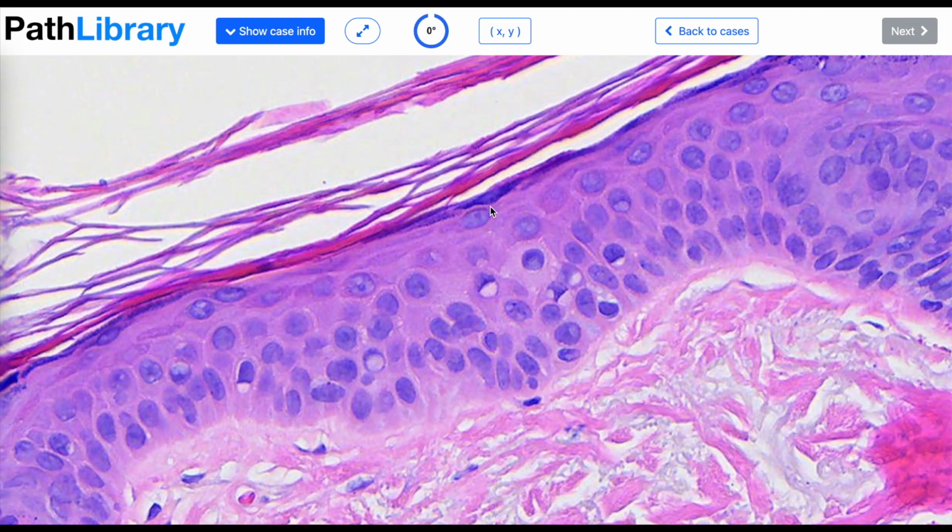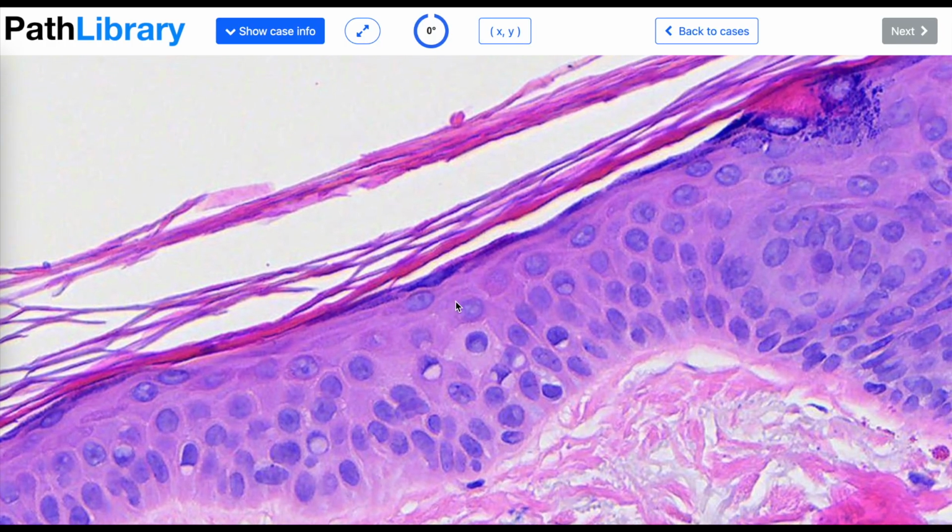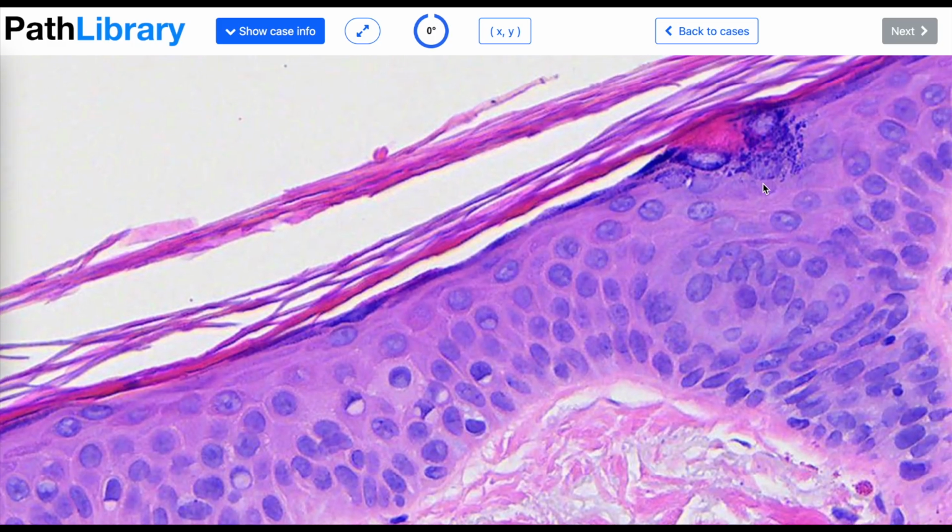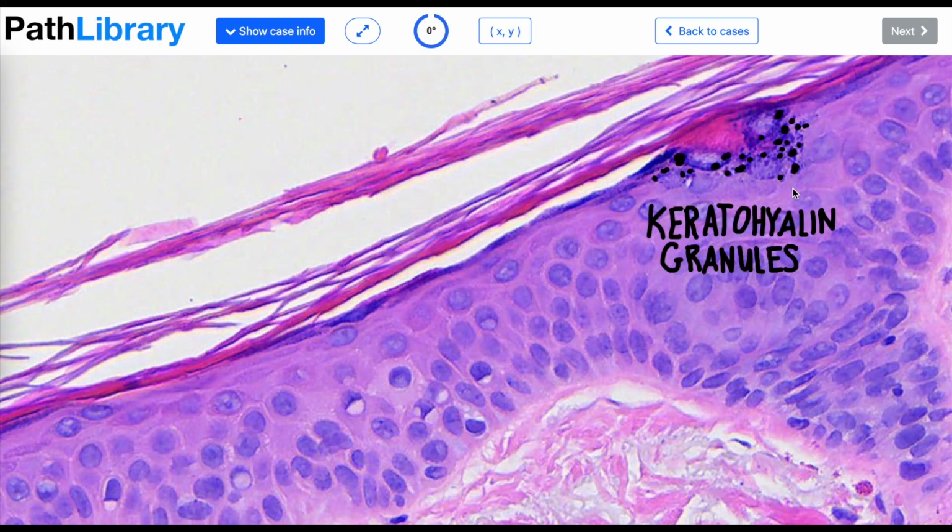Now, if we go to the superficial-most aspect of the epidermis, then now we're into the granular layer, also known as stratum granulosum, if you like Latin. The stratum granulosum contains cells with this coarse basophilic material in their cytoplasm that's known as keratohyalin material.